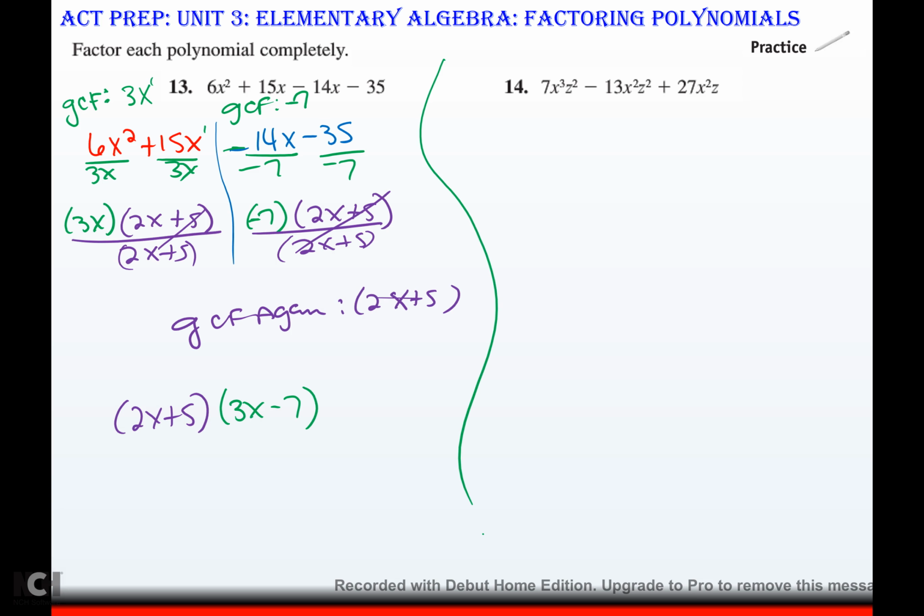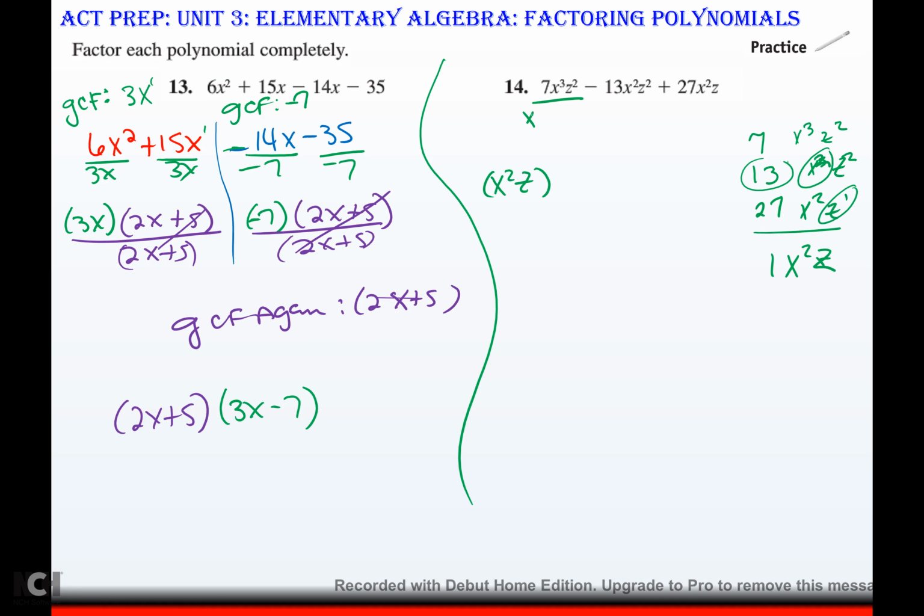Okay? On 14, I'm looking for a GCF. I got a 7, a 13, and a 27. 13's prime. So my GCF for those numbers is 1. My variables, I got an x cubed, z squared, an x squared, z squared, an x squared, and a z to the first. So my smallest x is a second degree, smallest z is a first. So I got x squared z is my GCF.